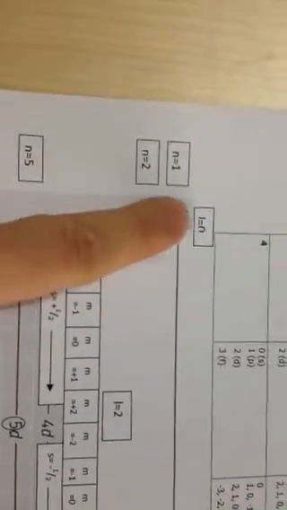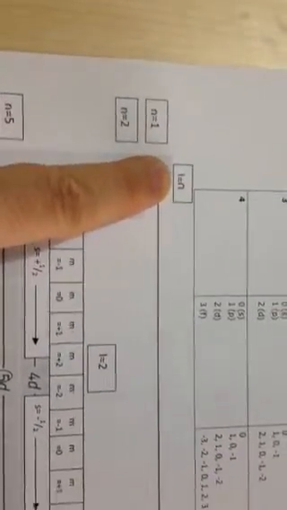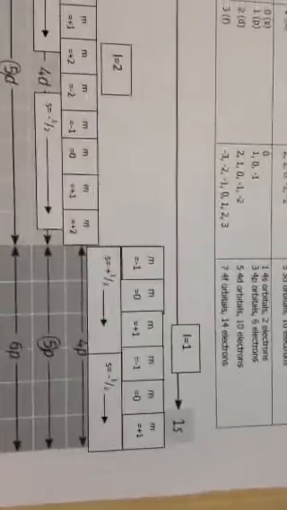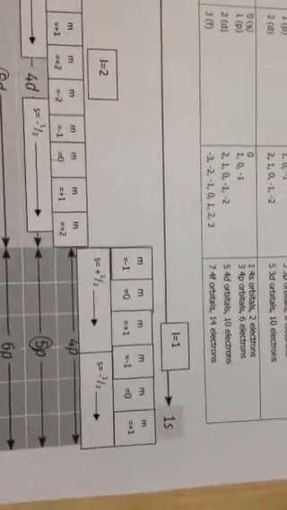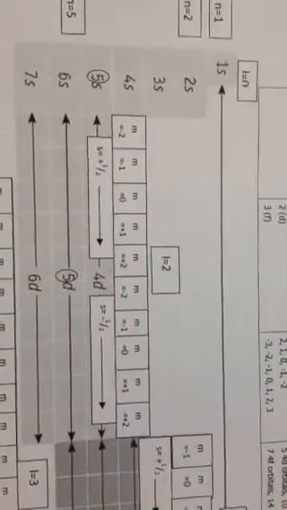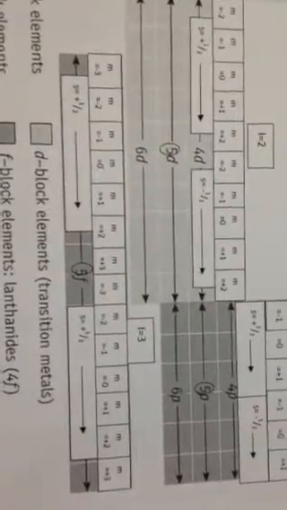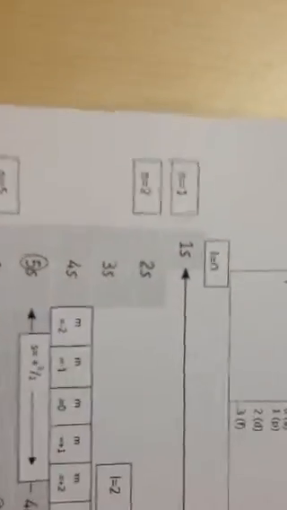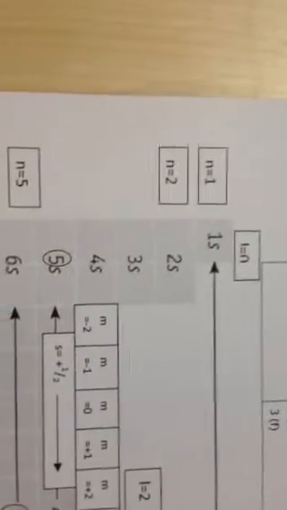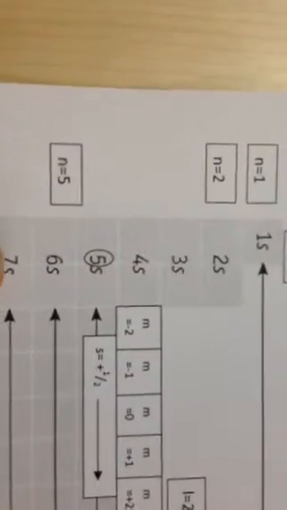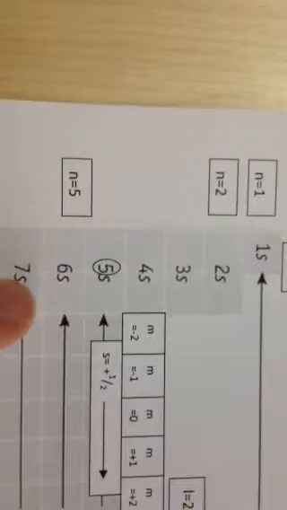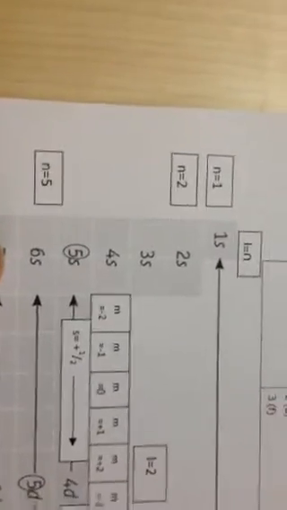The S orbitals correspond to a value of L equals 0. The P orbitals correspond to a value of L equals 1. The D orbitals correspond to a value of L equals 2. And the F orbitals correspond to a value of L equals 3. For L equals 0, M equals 0. So the only difference between these elements, they'll have opposite spins, plus and minus 1/2.